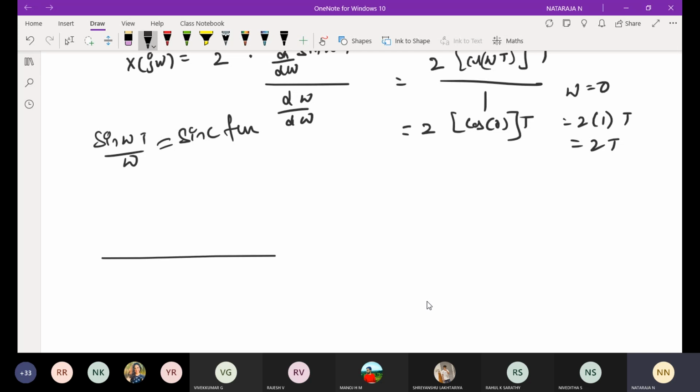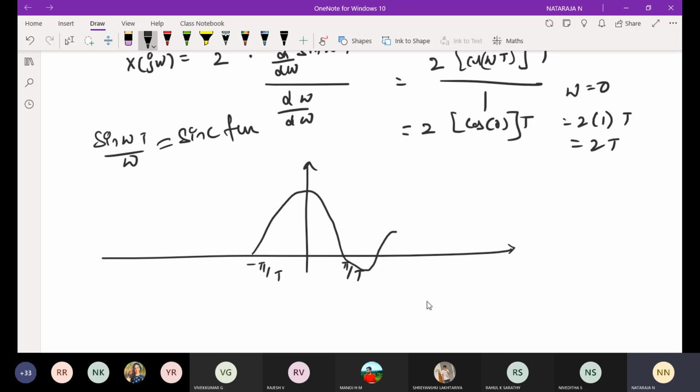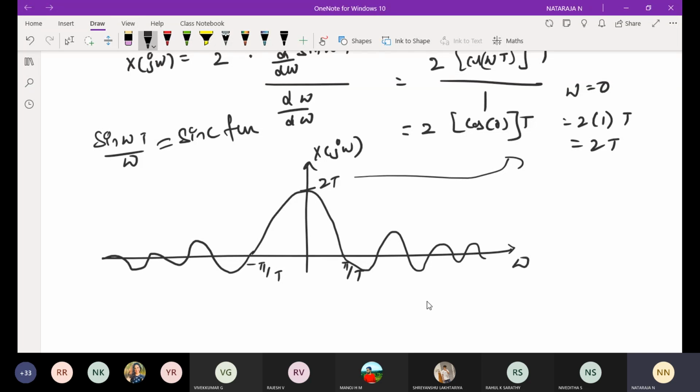How am I going to get the sinc function? In the very basic class we discussed the sinc function. The sinc function varies from minus pi by T to plus pi by T, and then it varies with decreasing amplitude. We get damping oscillations like this. Here we get a maximum of 2T. This represents your signal's maximum x of j omega, with respect to omega.